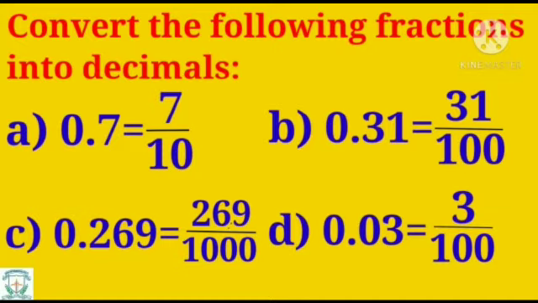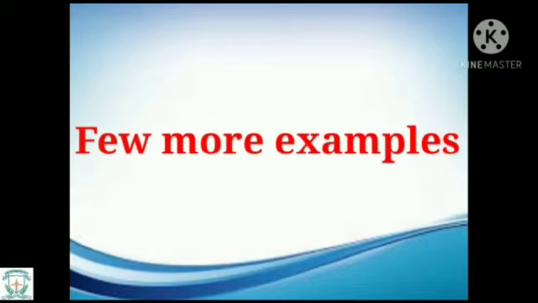Convert the following decimals into fractions. 0.7, we can write it as 7 by 10. 0.31, we can write it as 31 by 100. 0.269, we can write it as 269 by 1000. 0.03, we can write it as 3 by 100. Let us consider few more examples.